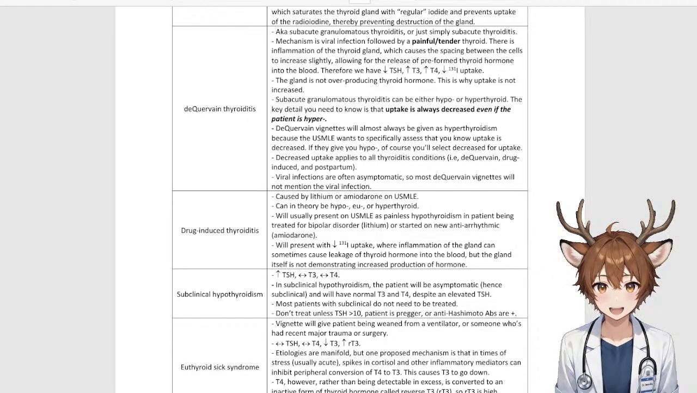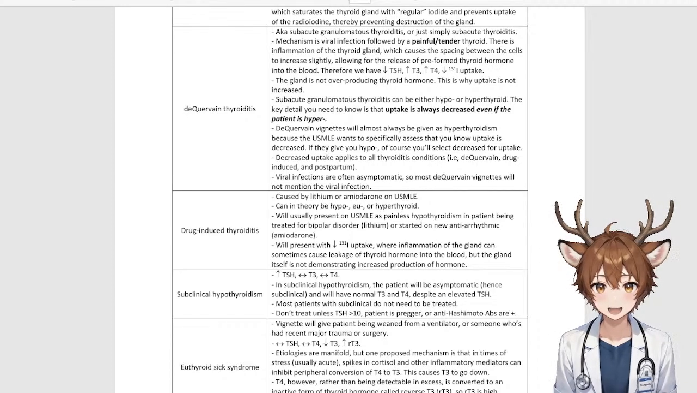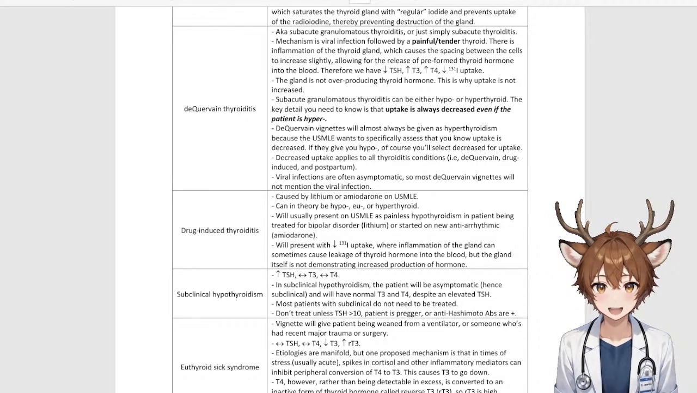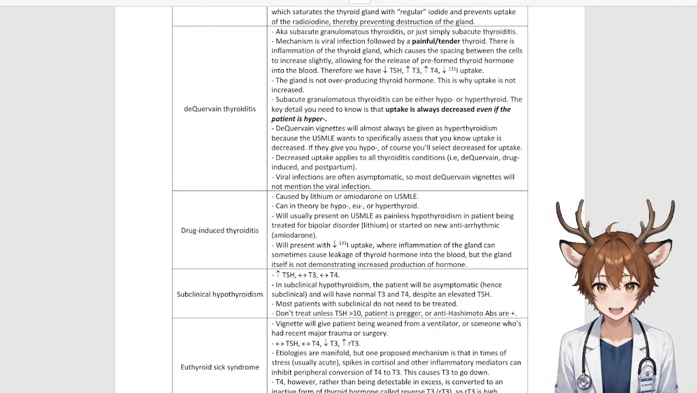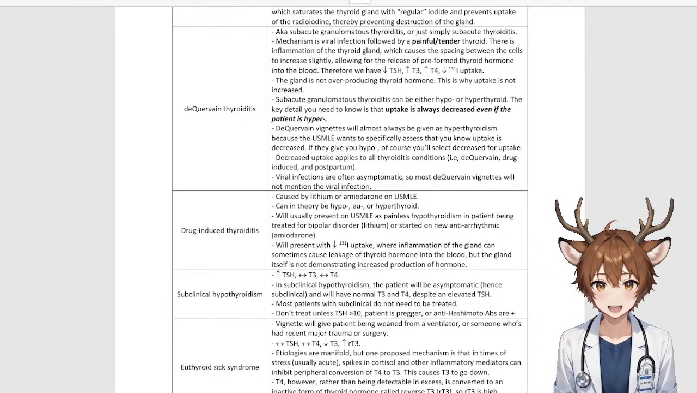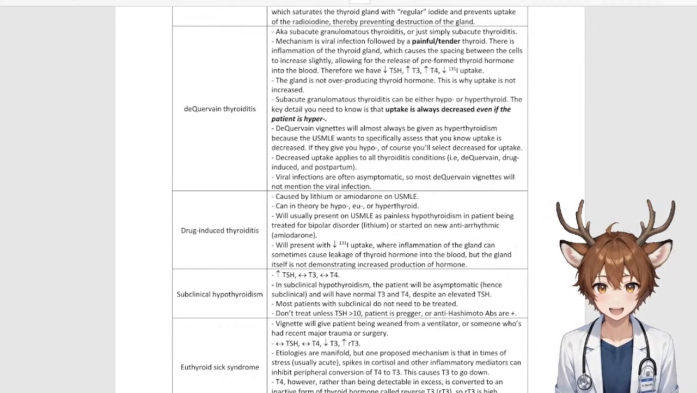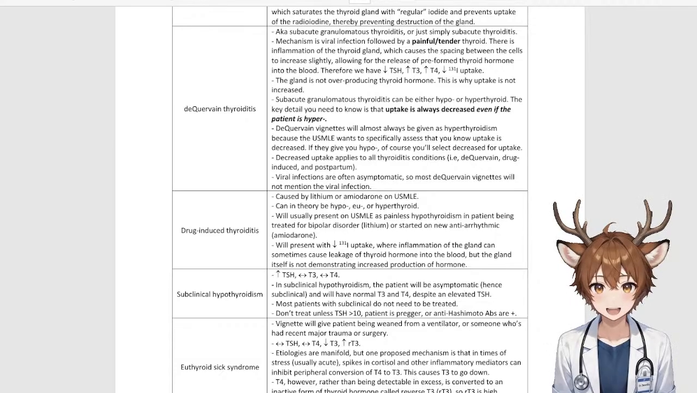Drug-induced thyroiditis caused by lithium or amiodarone on USMLE can in theory be hypo or hyperthyroid. It will usually present on USMLE as painless hypothyroidism in a patient being treated for bipolar disorder with lithium, or started on a new antiarrhythmic like amiodarone. It will present with a decrease in 131 iodine uptake, where inflammation of the gland can sometimes cause leakage of the thyroid hormone into the blood, but the gland itself is not demonstrating increased production of hormone.